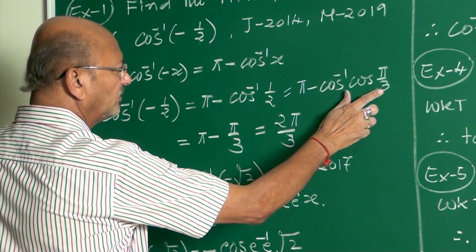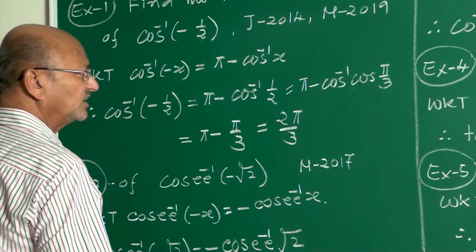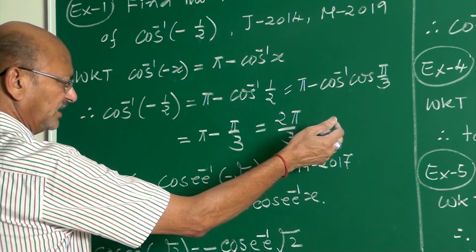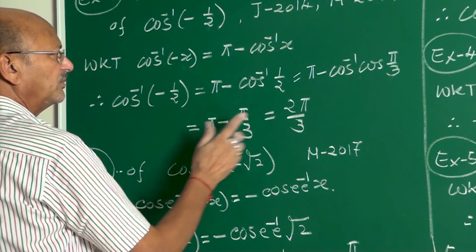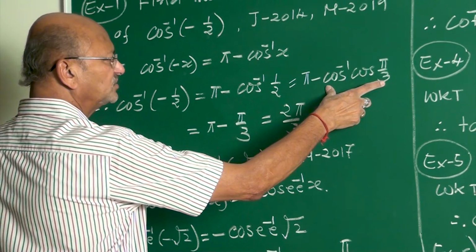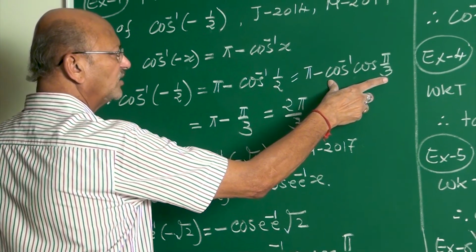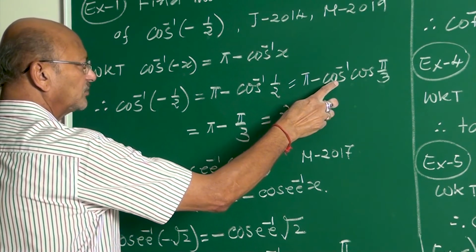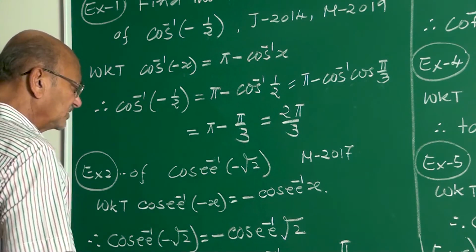If you are not comfortable with radians, you can directly write with degrees also. I do one example with degrees. It is pi minus cos inverse of cos 60 degrees. Why? That 60 is an angle that lies between 0 and 180 degrees, so you can apply the property. Pi minus pi by 3, which is 2 pi by 3.